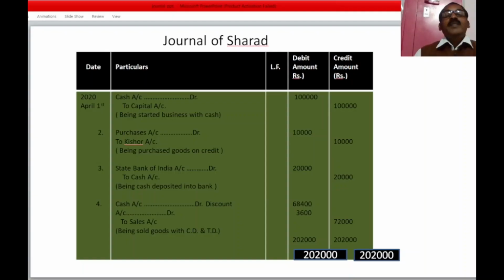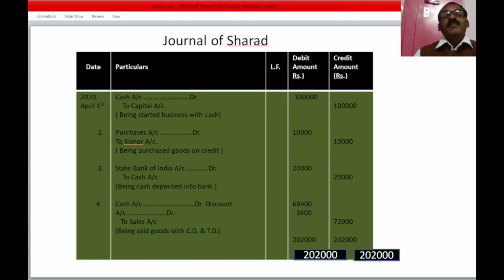First transaction: started business with cash. When any proprietor invests cash or goods into the business, it is called capital. So in this transaction, the cash account is debited and the capital account always shows a credit balance. So the journal entry passed in the books of Sharad: cash account debit to capital account, then narration 'being started business with cash rupees 1 lakh'.